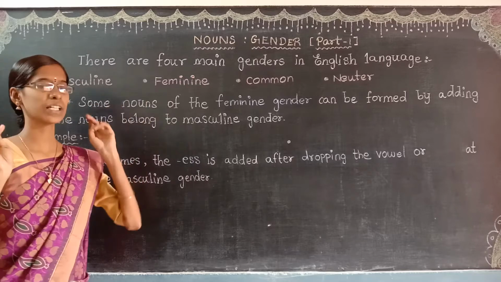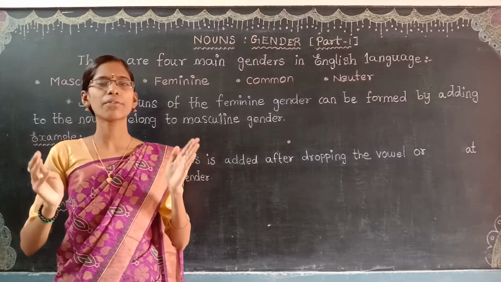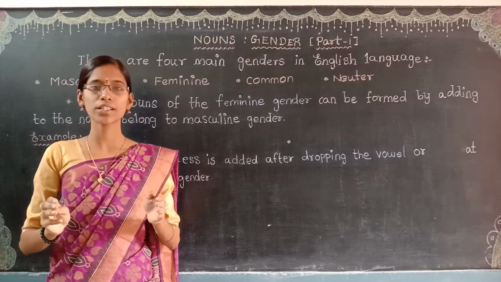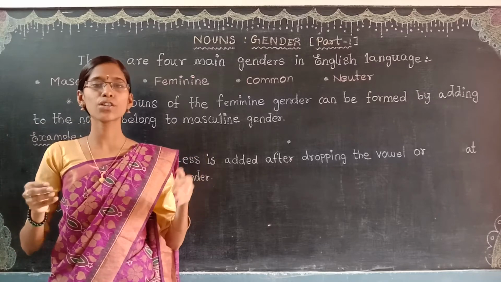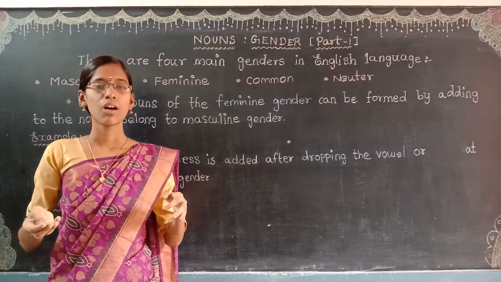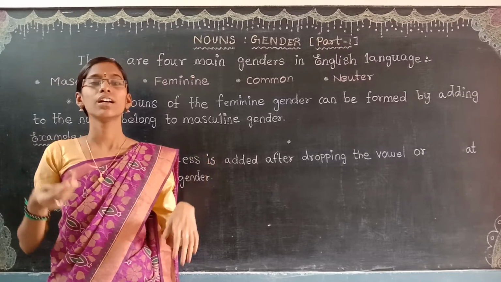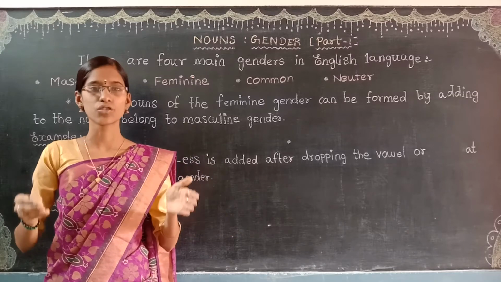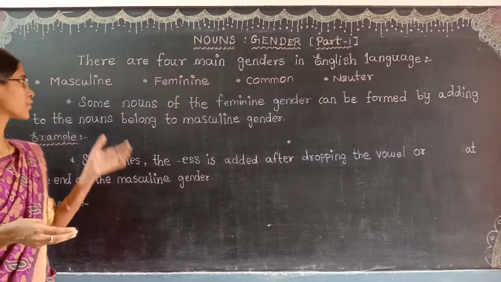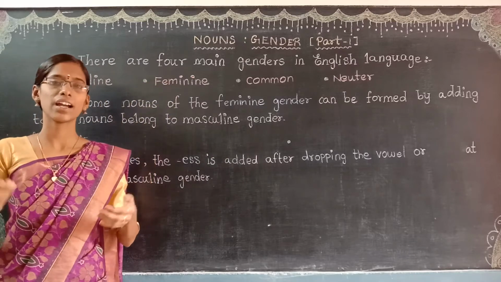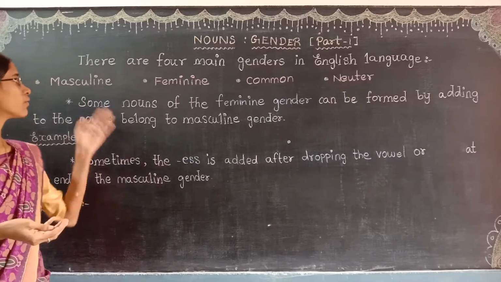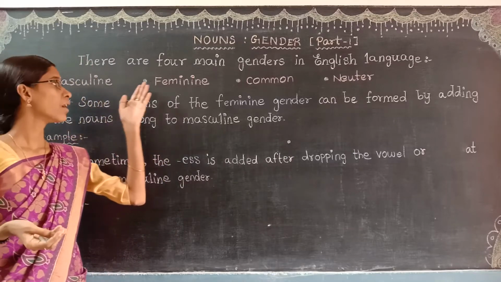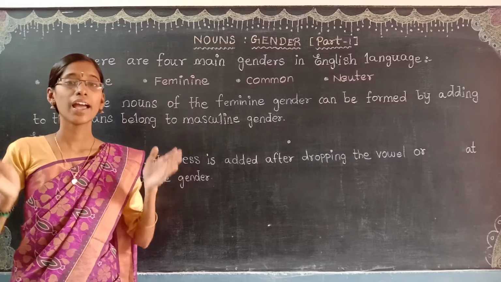Okay? Now coming to the next one, feminine. How will you define feminine gender? It belongs to female beings. If you are talking about a girl or a woman or the female of an animal or the female of a bird, then it is known as feminine gender. For example, if you take Ram, here you can take any name like Jaya. And for lion, we have lioness. And for rooster in masculine gender, we have the feminine gender hen.